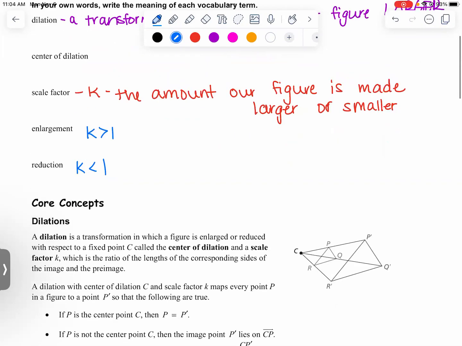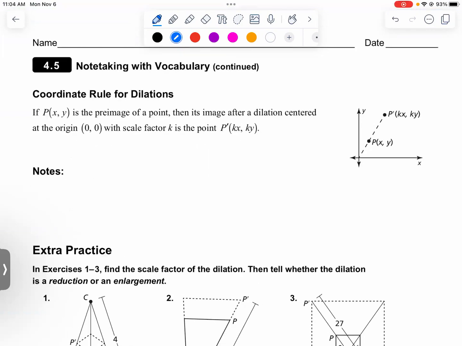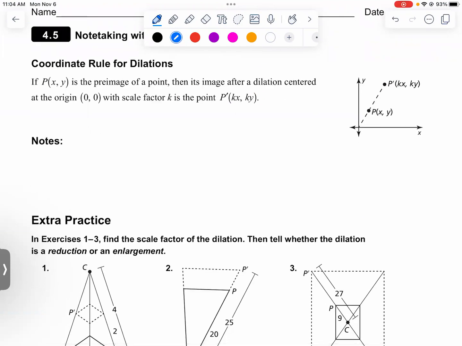Okay, so I'm going to have you turn the page. We are going to come back to page 114. Oh, you don't have to turn the page, just kidding. We're going to slide over to page 115, and we're going to look at what happens to our coordinates when we have a dilation.